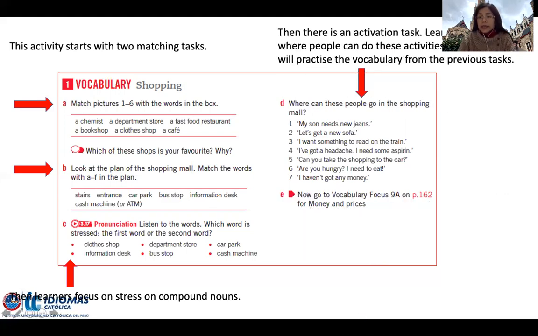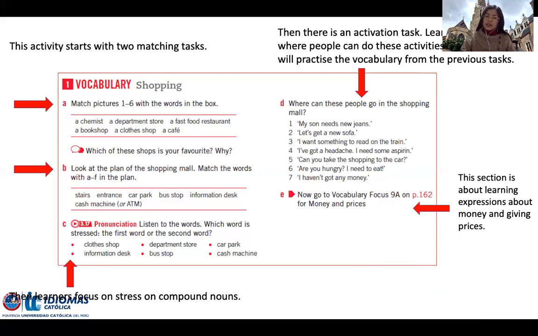And then there is some activation task here where learners must say where people can do these activities. This way, they will practice the vocabulary from the previous task. It's basically to activate, to apply the vocabulary presented. But this is not a production task itself. And then there is a vocabulary focus, which is at the back of the book, basically talking about money, prices, expressions. They just learn how to give prices.